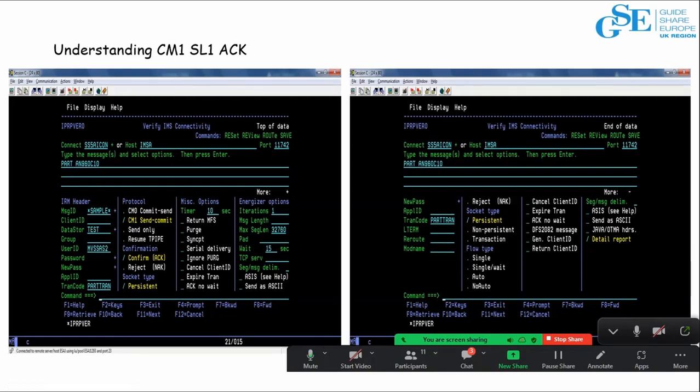Now, by looking at these two screenshots side by side, you can probably understand that I have executed the PART transaction over here. So you can see over here PART, the famous IBM PART transaction.